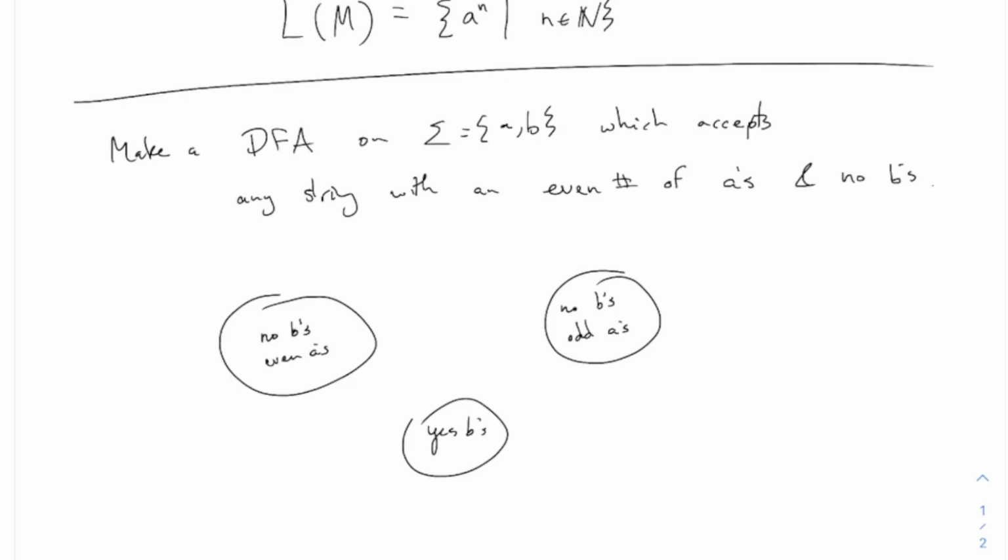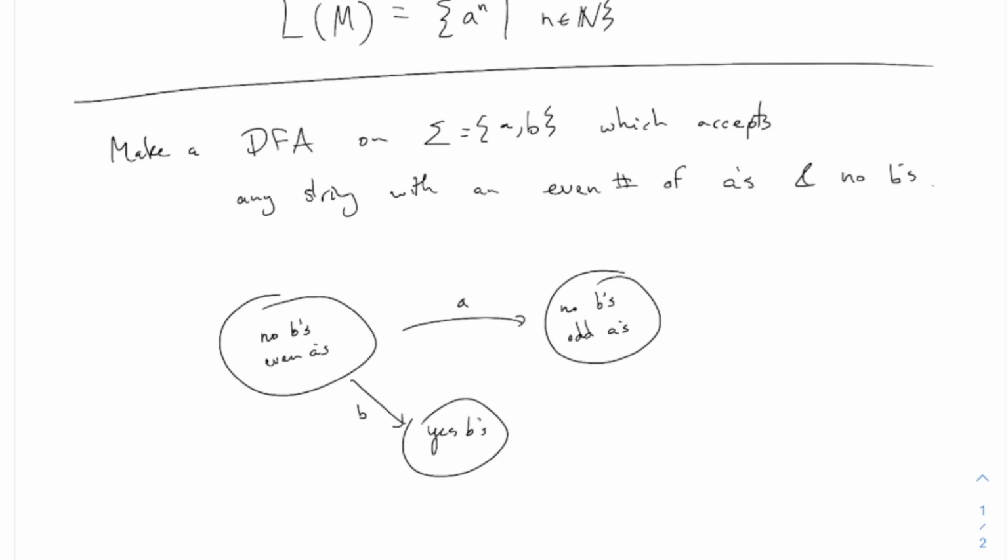So let's start over here. We need an outgoing arrow for each letter from this case. So if there are no B's and an even number of A's, and I see an A, what do you think? Where should it go to? Yeah, it should go over to the odd A's one. If I have an even number of A's and then I see one more A, then it should go over to the odd A's. And apparently there's still no B's, right? Because I saw an A, so great. From this state up over here, what about if it's a B, where should we go? Yes, B's. Yeah, down to the yes B's. Excellent.